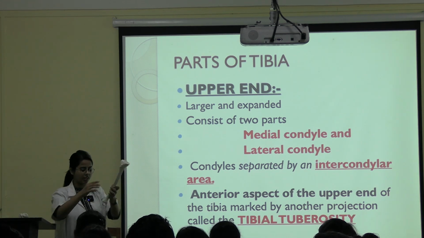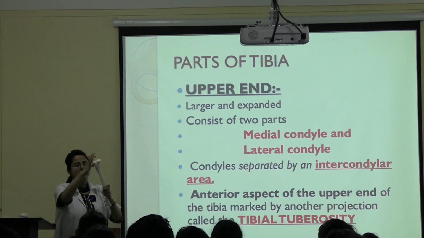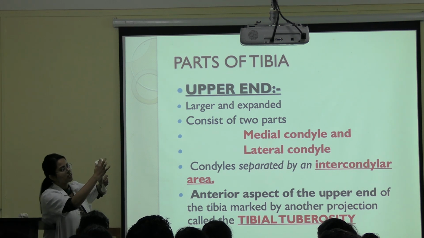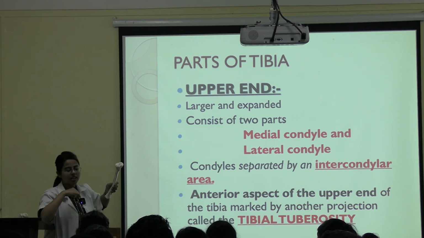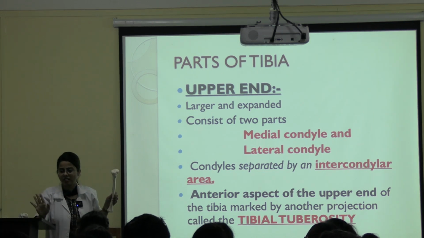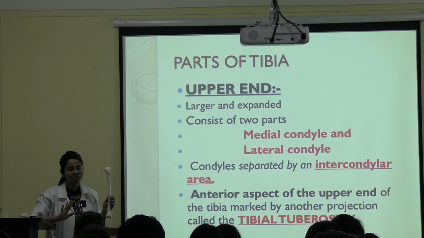Clear? I am telling again. This is the medial condyle, this is the lateral condyle, in between them is the intercondylar area. This elevated part is known as intercondylar eminence, and these two projected parts are known as intercondylar tubercles. Clear? Everyone? Should I repeat again?